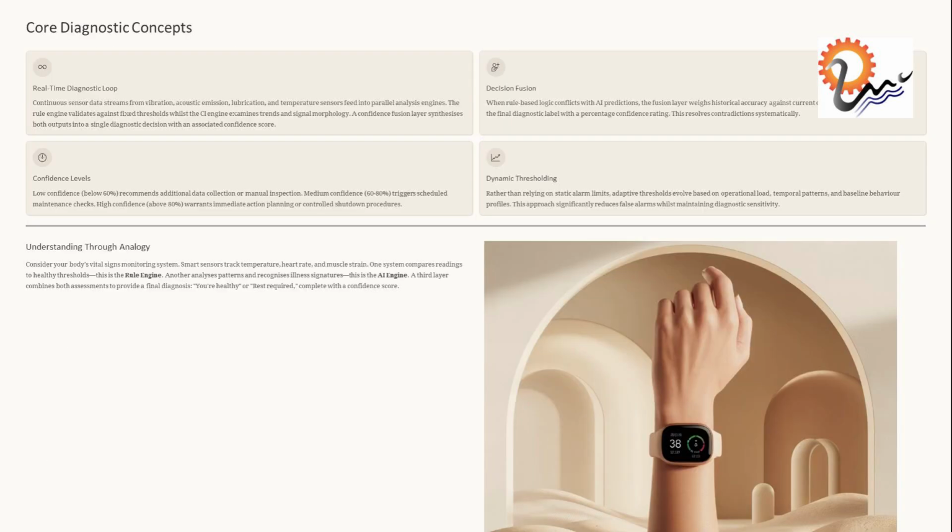Let's dive into the core diagnostic concepts, including real-time diagnostic data, decision fusion, confidence levels, and dynamic thresholding. These concepts form the foundation of effective AI-driven diagnostics, enabling precise and reliable decision-making in complex systems.